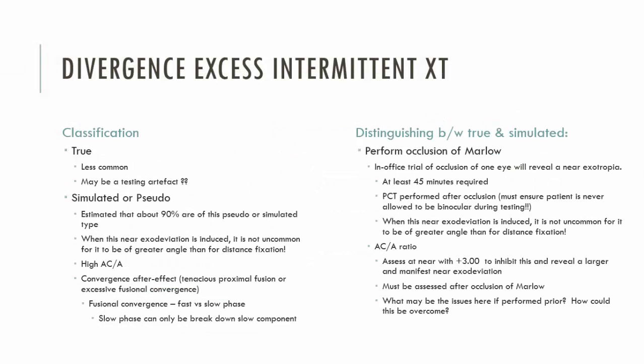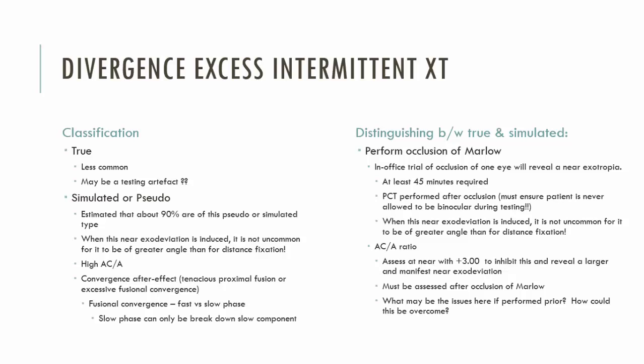Okay, now we saw earlier on the flow chart that we have two types of intermittent divergence excess exotropias, the true and the simulated. The difference is that essentially for a simulated divergence excess, which is the majority of your patients, you can actually find a reason for why the deviation is smaller at near and controlled at near. Whereas for true divergence excess, you cannot find a reason why that deviation is smaller and controlled at near.